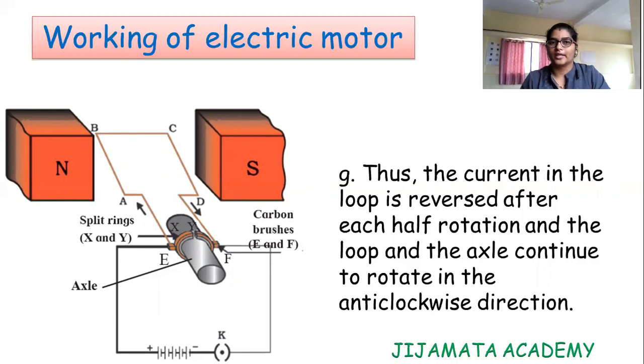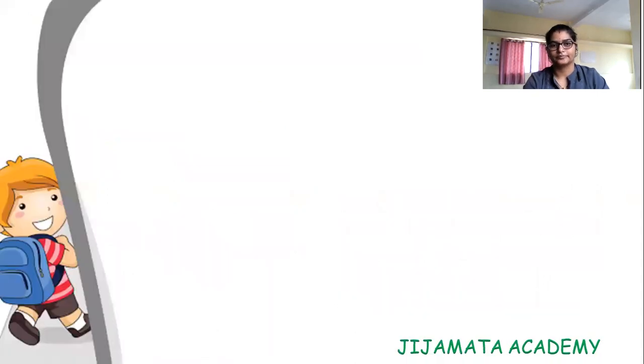So during working of electric motor, you have to remember this, that the direction of electric current changes after every half rotation, but the loop and the axle continue to rotate in anti-clockwise direction. They do not change their direction of rotation. They continue to rotate in anti-clockwise direction.